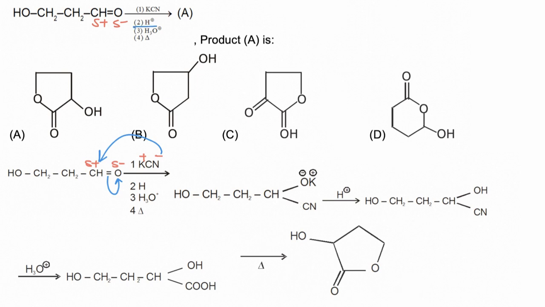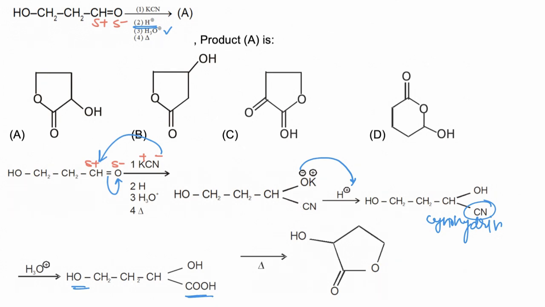When this molecule is treated with H positive ion, all of the molecule will be unaffected except that O negative will donate a pair of electrons to hydrogen and it will get neutralized, and there is formation of cyanohydrin. Now this cyanohydrin on further treating with acidic water, the cyanide group will hydrolyze to form a carboxylic acid. Now this molecule has 2 OH groups and 1 COOH group.